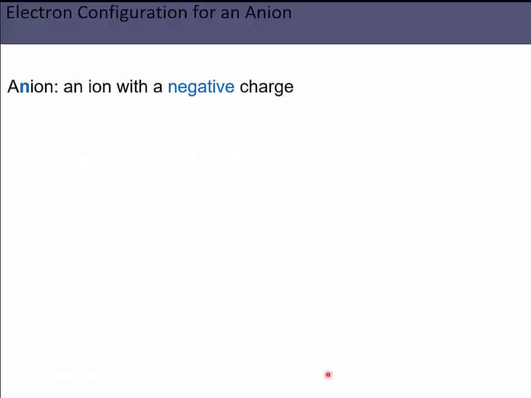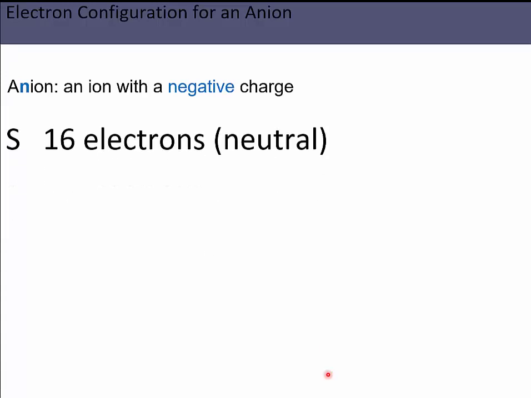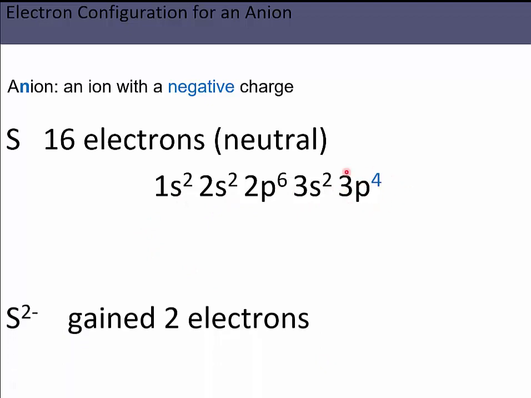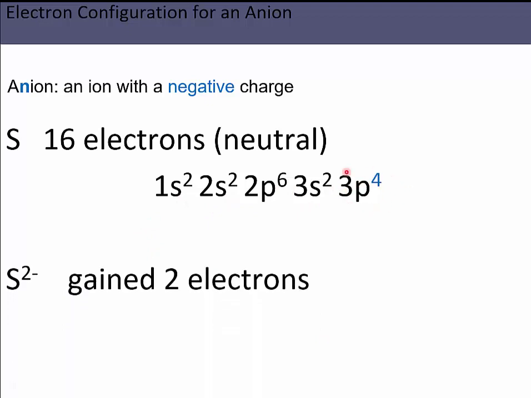An anion is an ion with a negative charge. So something like sulfur, which has 16 electrons in its neutral form, would have an electron configuration of 1s2, 2s2, 2p6, 3s2, 3p4. S2 minus gains 2 electrons, and this electron configuration becomes 1s2, 2s2, 2p6, 3s2, 3p6. So you've gone from 4 to 6.